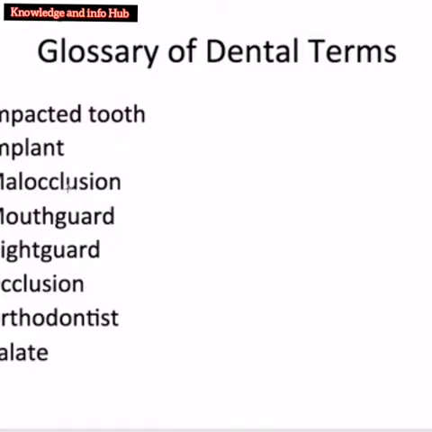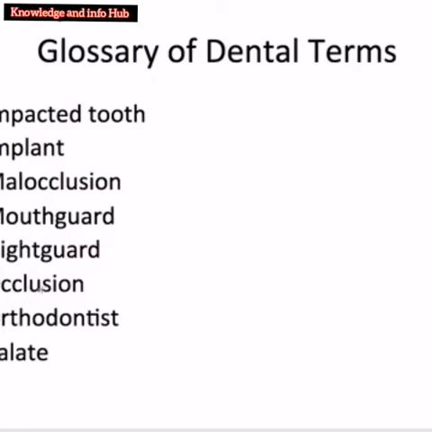Malocclusion is when the upper and lower teeth aren't lined up well in order to bite and chew properly. A mouthguard is a removable device that a person wears over their teeth to protect them from damage during sports like basketball. And a night guard is similar. It's also a removable device that a person wears over their teeth, but at night to protect them from damage due to bruxism, like we mentioned before.